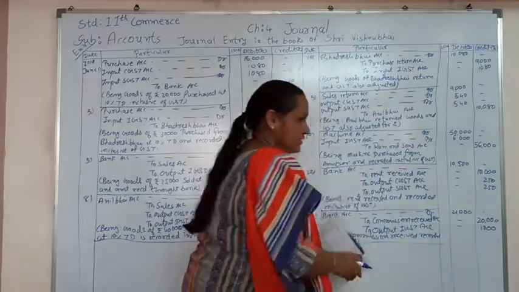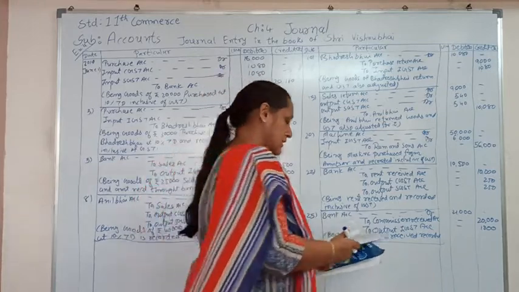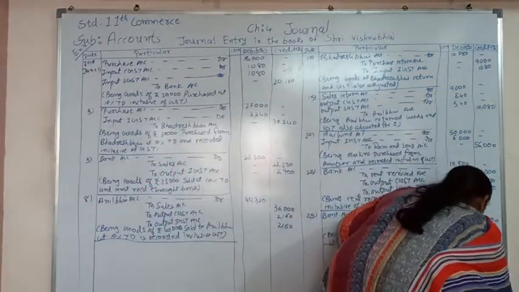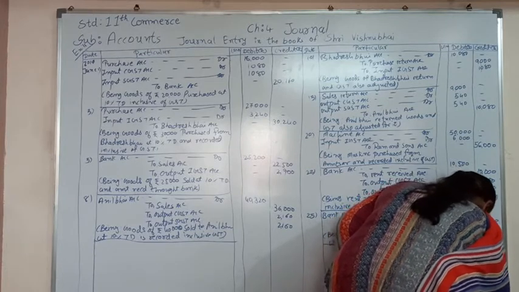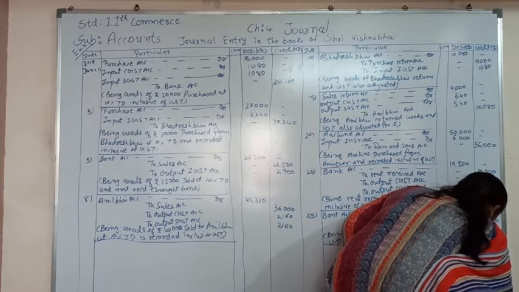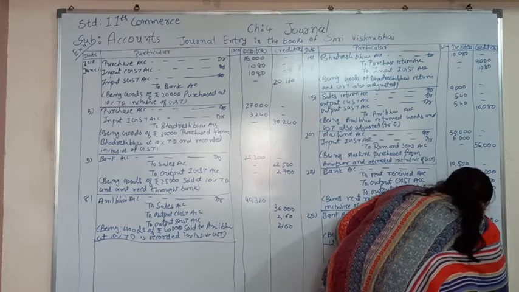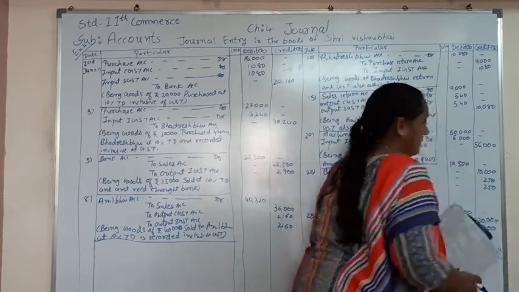So here our sum is finished. Let's make the total of this, and the total of this will be 2,23,580. So this is the total.